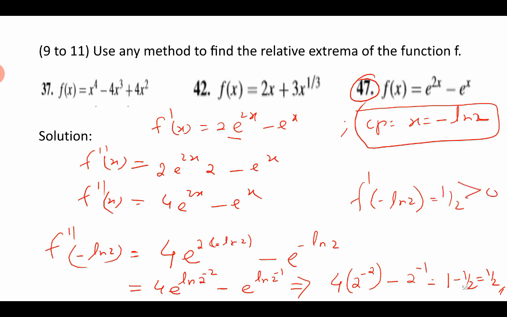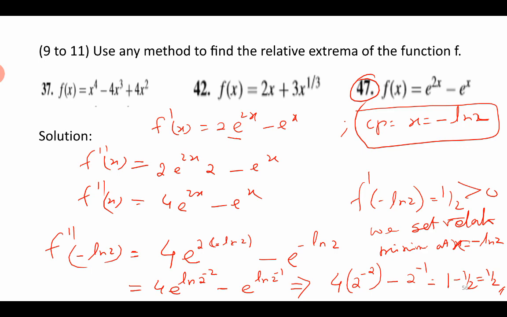It is positive. The second derivative is positive. We get a relative minimum at x is equal to negative ln 2. That is it, isn't it?